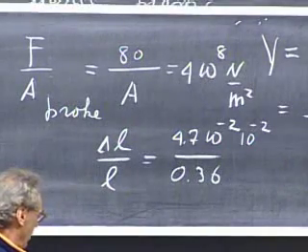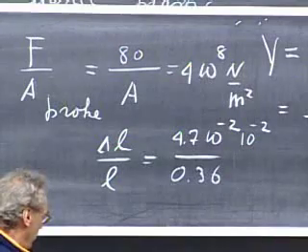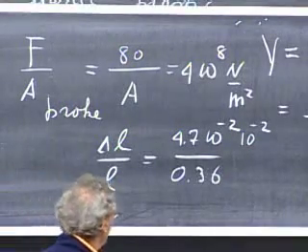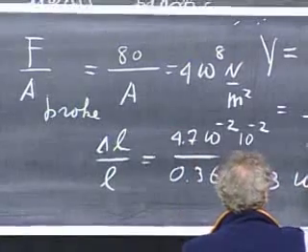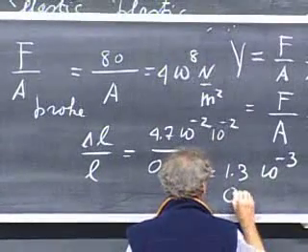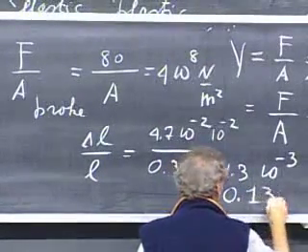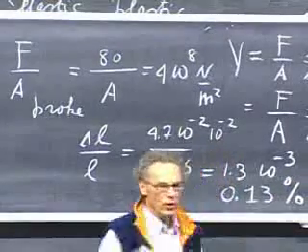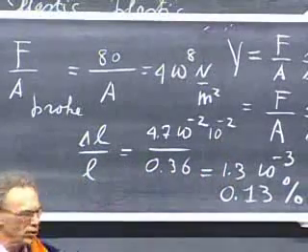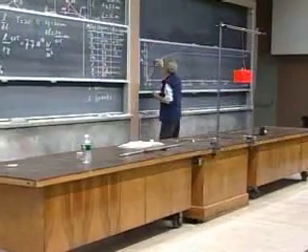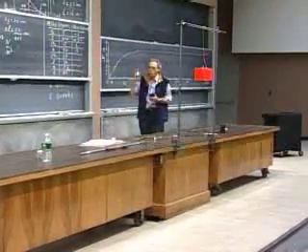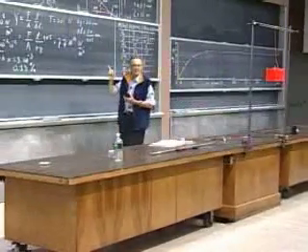So the exponent changes to minus 2, divided by 0.36, and that gives me 1.3 times 10 to the minus 3. In terms of percentages, that would be 0.13%. So the wire, when it reaches the end of its Hooke's law parameter space, has only become longer by 0.13%.